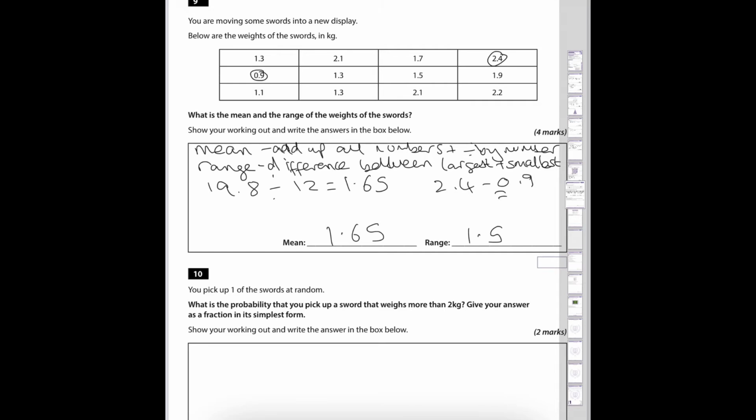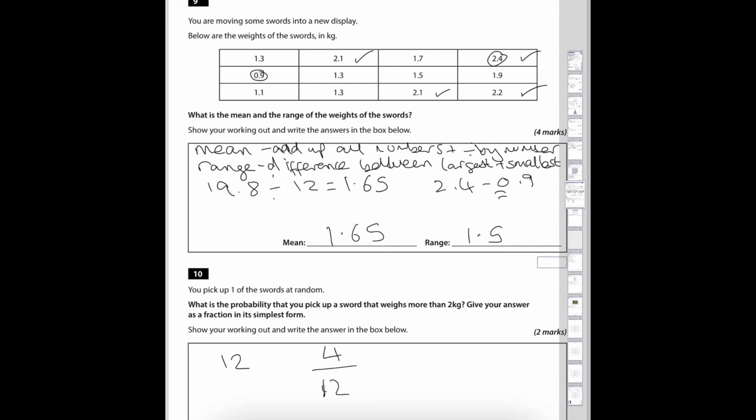Question 10 carries on from this slightly. You pick up one of the swords at random. What's the probability that you pick up a sword that weighs more than 2 kilograms? So we know we've got 12 and we want to see how many are more than 2 kilograms. So we've got a 2.2, 2.4, 2.1, 2.1, that's it. So there's 4 out of 12 that are more than 2 kilograms.